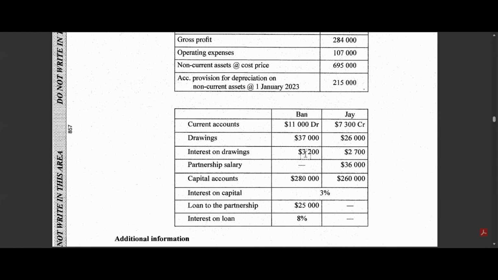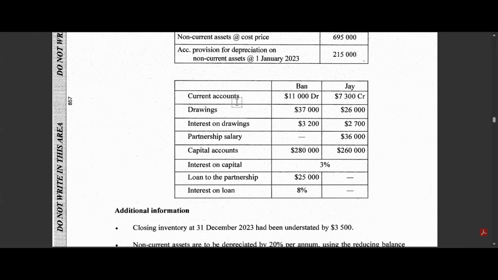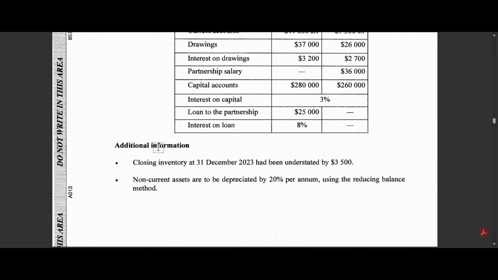Now, furthermore, we have some additional information for Ban and J: current account balances, drawings, insurance drawings, partnership salary, capital accounts, insurance capital, loan to partnership, interest on loan. Following information available, closing stock had been understated by 3,500 and non-current assets are to be depreciated by 20% per annum using the reducing balance method.